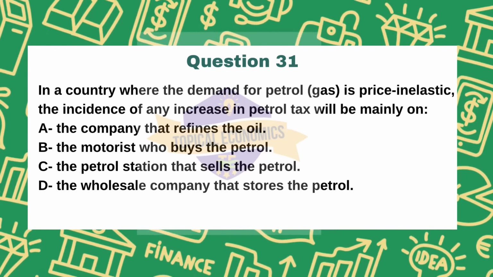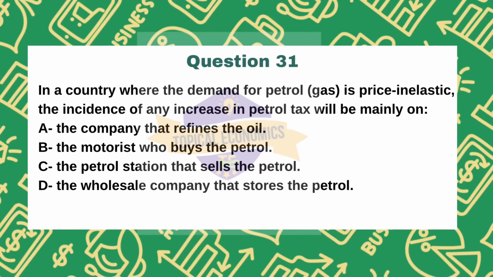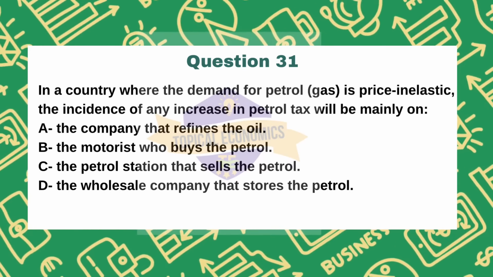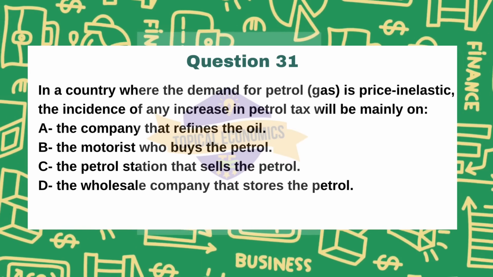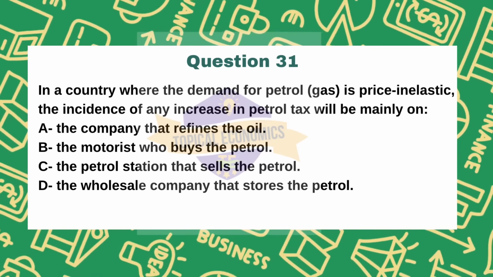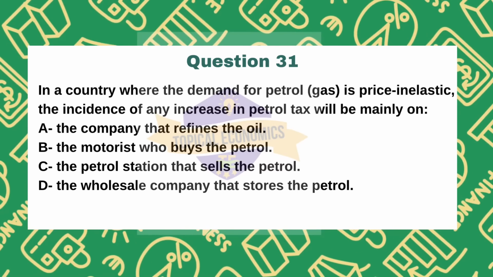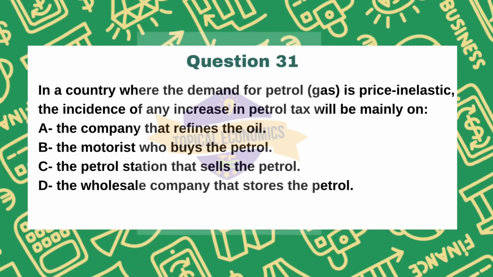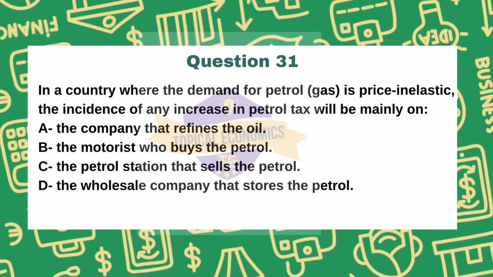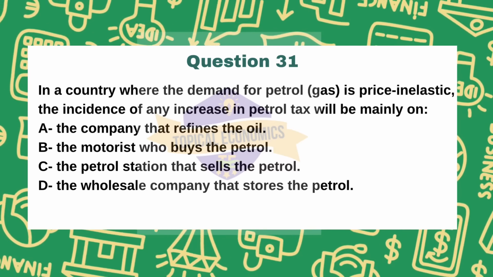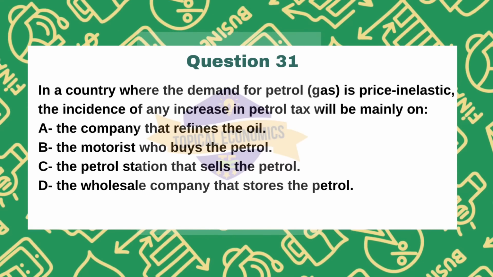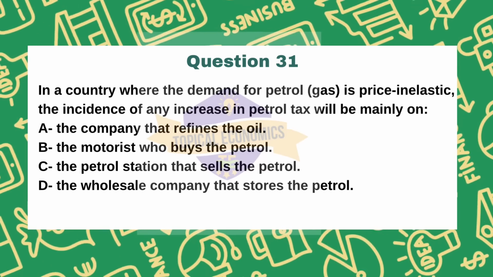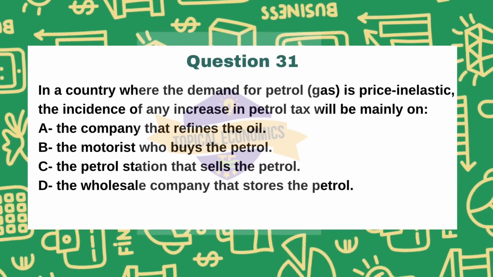Proceeding with question 31. In a country where the demand for petrol, gas, is price inelastic, the incidence of any increase in petrol tax will be mainly on A. The company that refines the oil. B. The motorist who buys the petrol. C. The petrol station that sells the petrol. D. The wholesale company that stores the petrol. The correct answer for this question is option B. The motorist who buys the petrol.